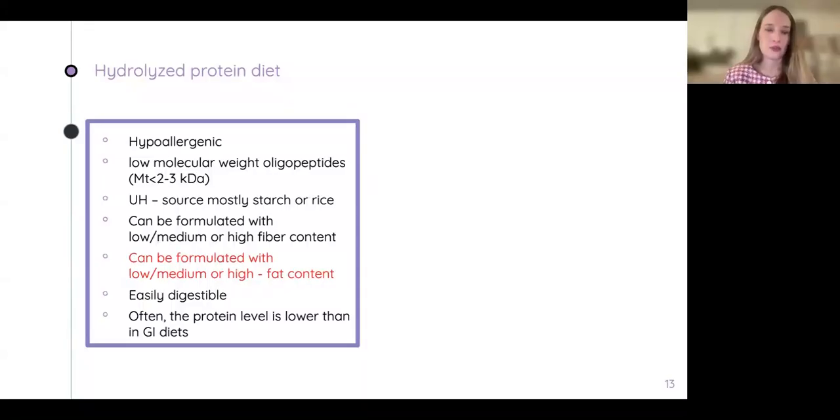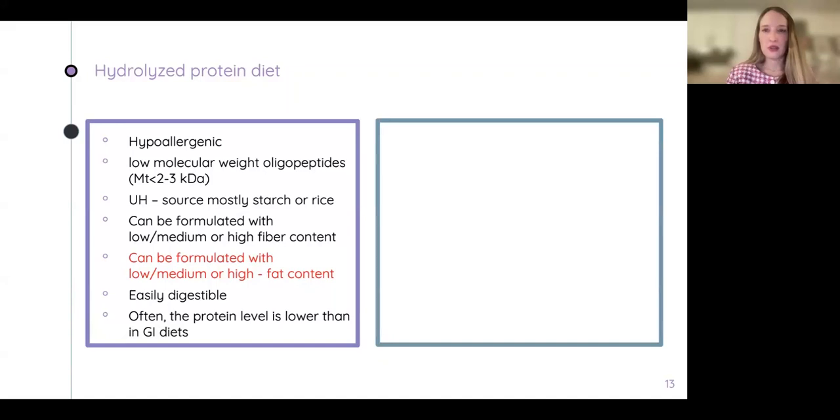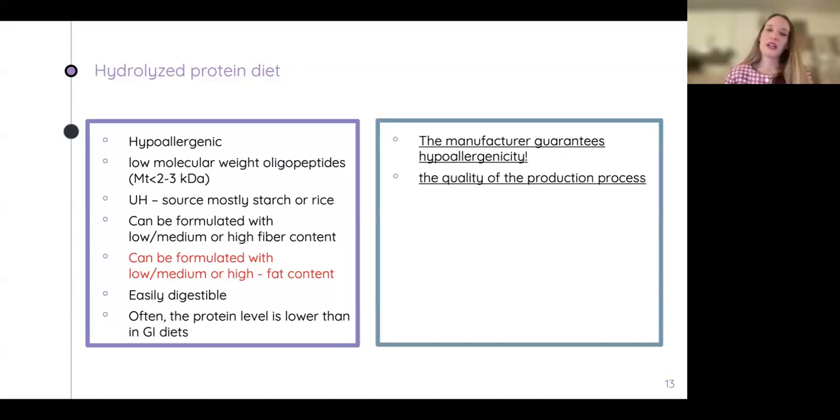This is not something that they would necessarily eat, so maybe then try to find your solution in a novel gastrointestinal or even a novel homemade diet. And oftentimes the protein level is on the lower end, so just be careful of that when using those types of diets. Here, the manufacturer has much more job to do.